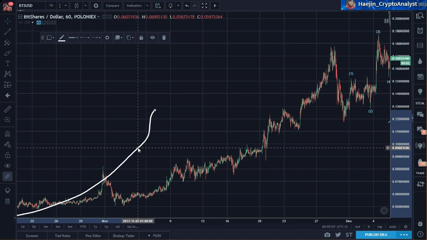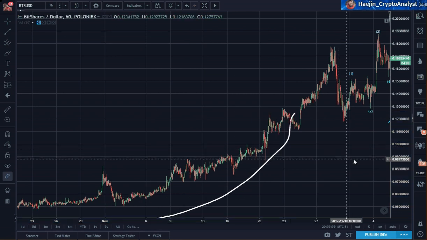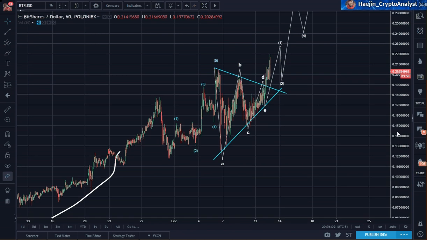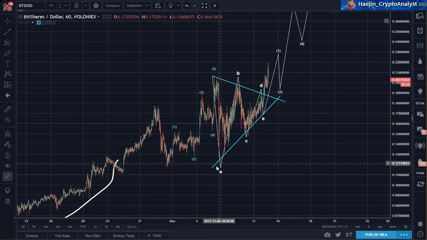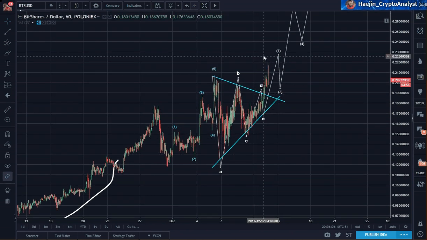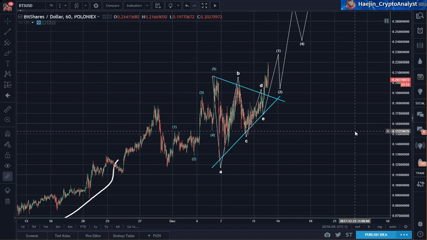Oh, brother, did it again. How about this? When you make a projection of ABCDE and you get a breakout, it feels good. Just wanted to share that with you.